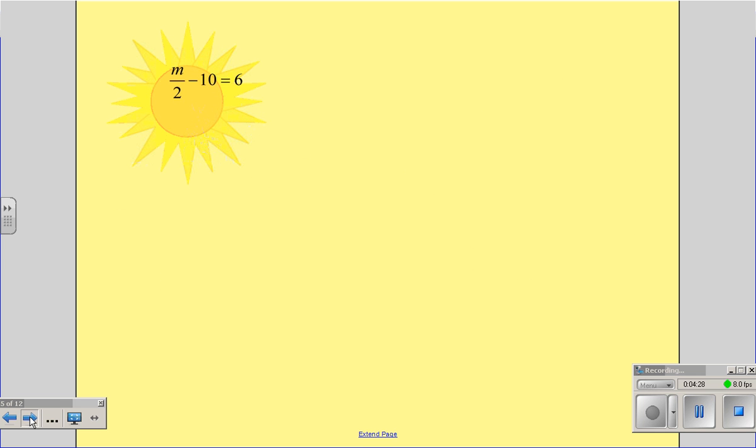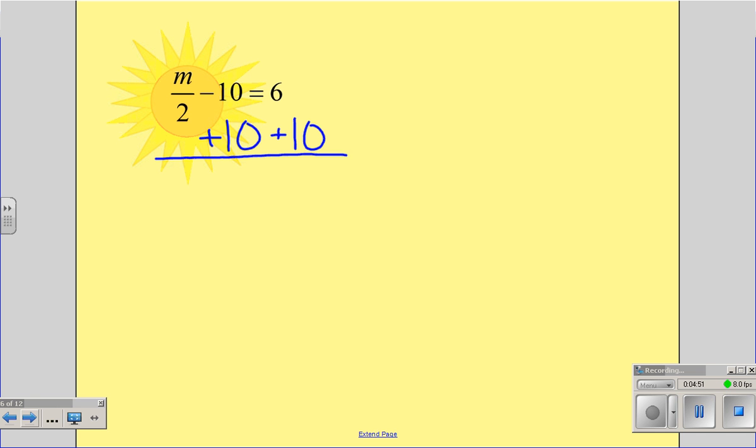We're going to do one more problem. We have m divided by 2 minus 10 equals 6. First thing we're going to do is we're going to add or subtract. So we're going to actually add 10 to both sides. We want to get rid of the 10 first. All right, minus 10 and plus 10 cancel out. You're left with m divided by 2 on the left equals 16 on the right. You want to isolate your variable, you want to isolate your m.